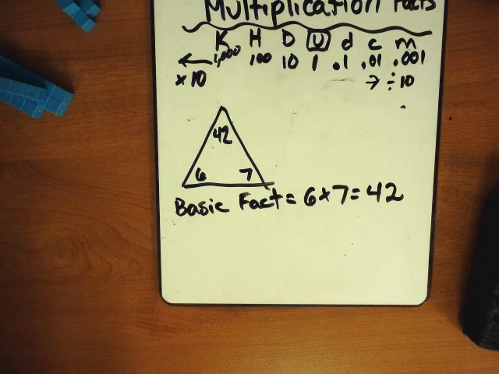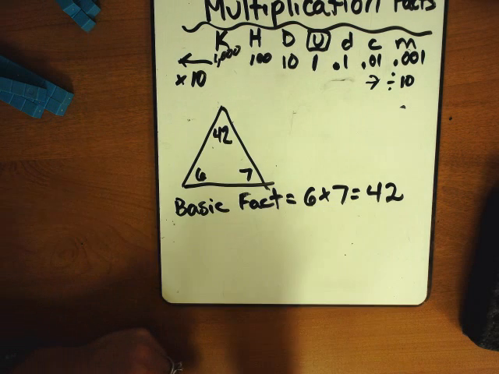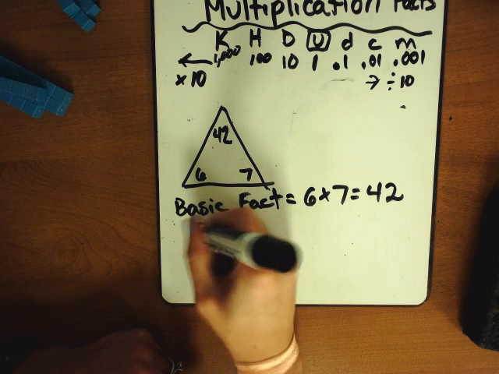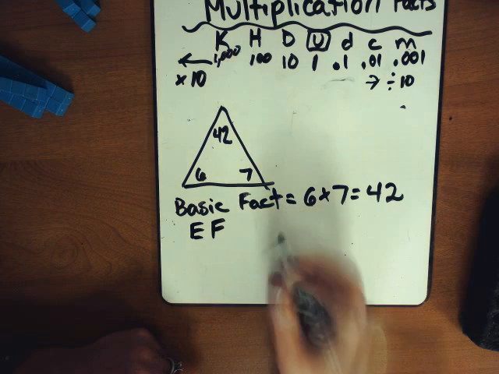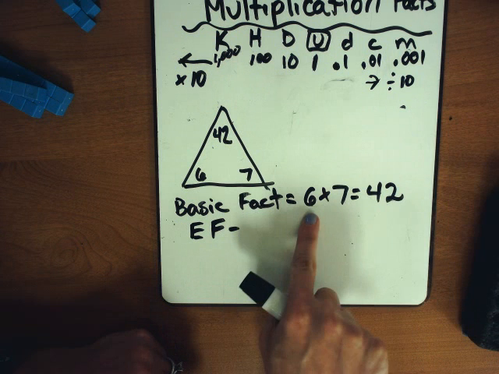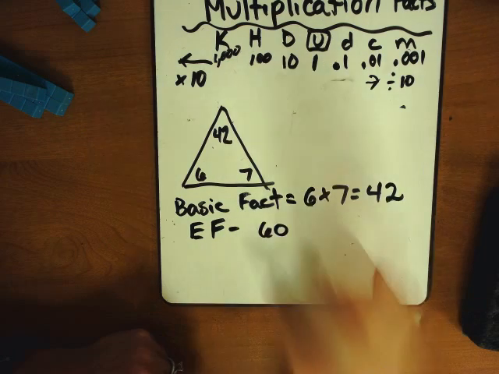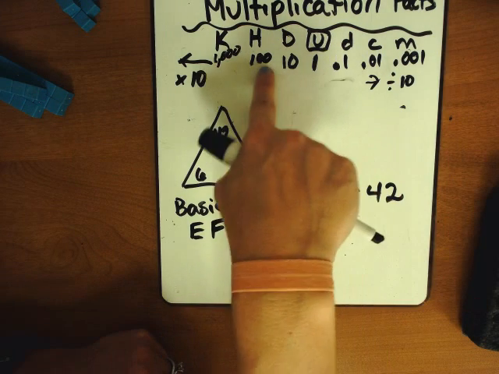Okay, so I hope that you've jotted down a couple extended facts, and this time I'll go ahead and check. So I'm going to multiply 6 times 10 for this one. I'm going to just go ahead and do an extended fact, EF for short, on this. So my extended fact here is 6 times 10, or 60, because when we multiply by 10, I add a 0.